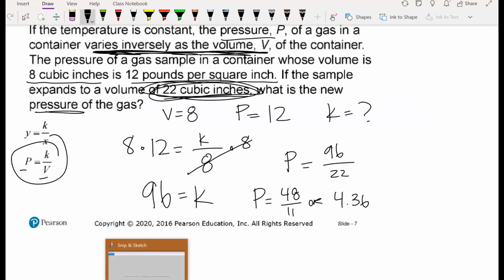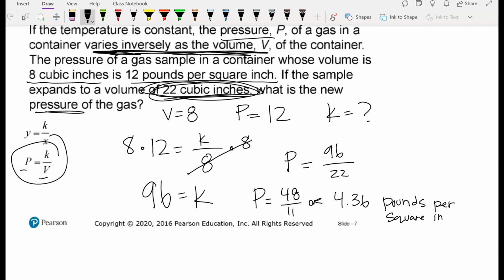And then if it asks you for decimals, it should tell you what decimal it rounds it to. And then since it's pressure, so pounds per square inch.